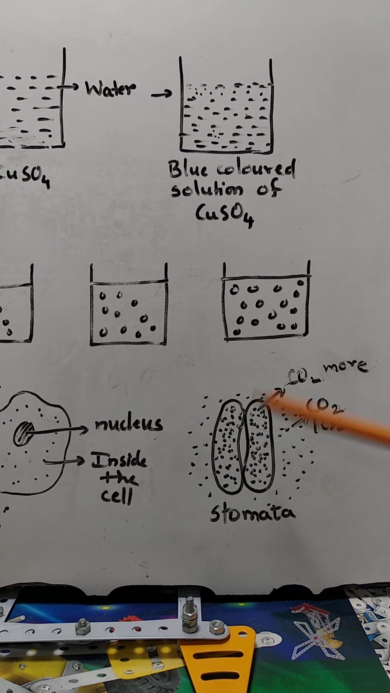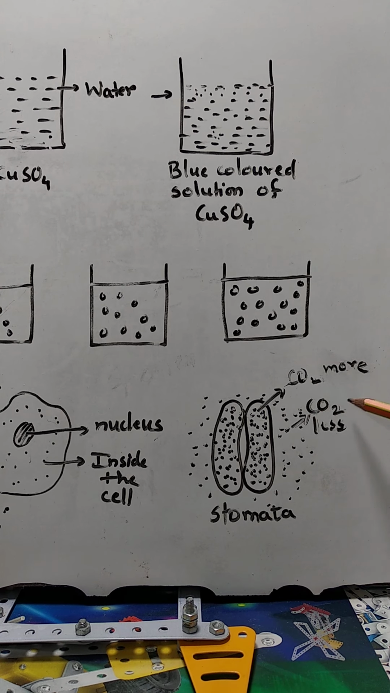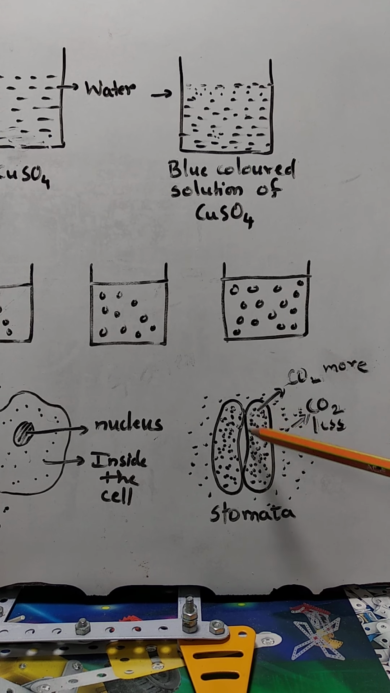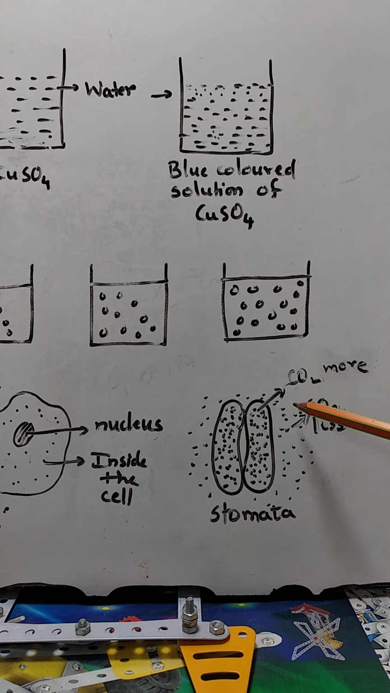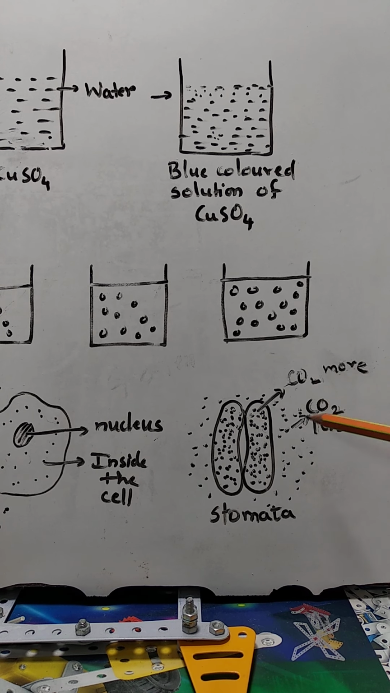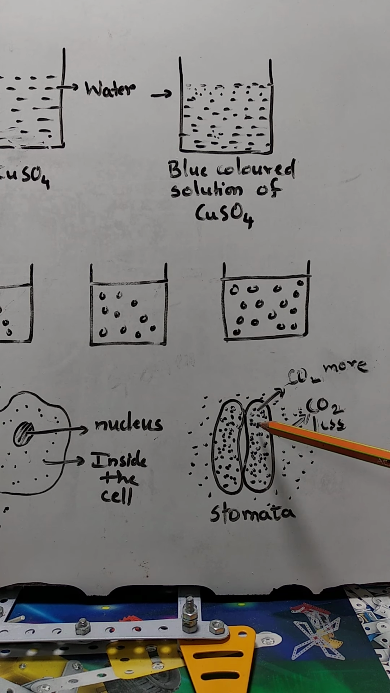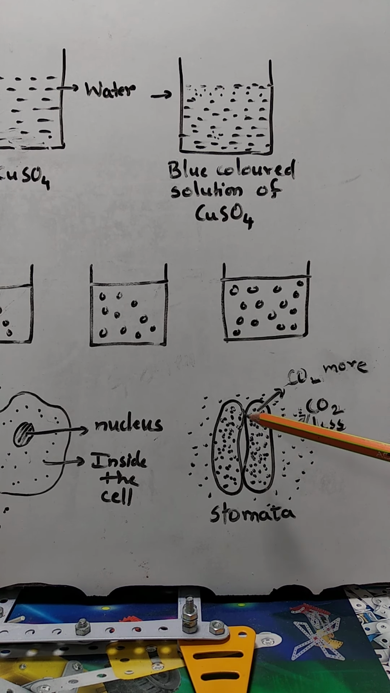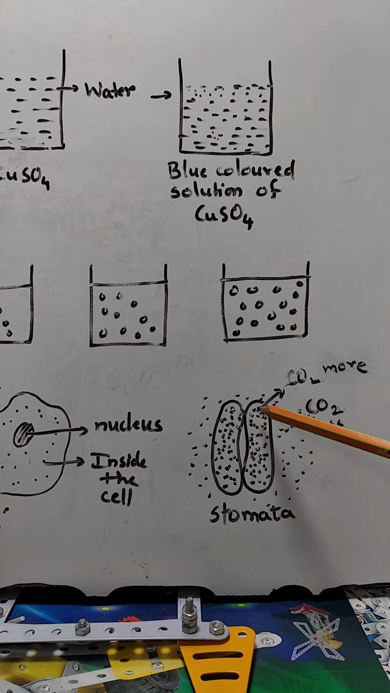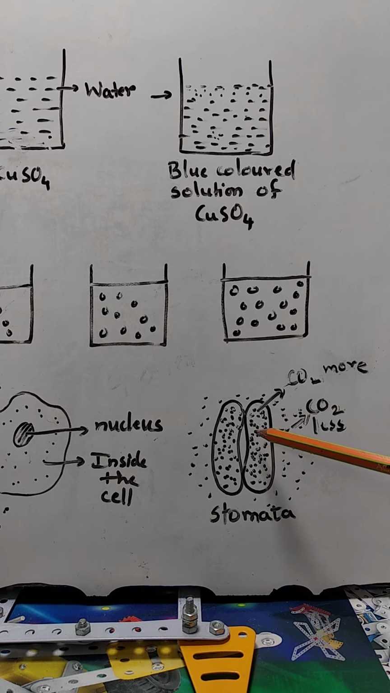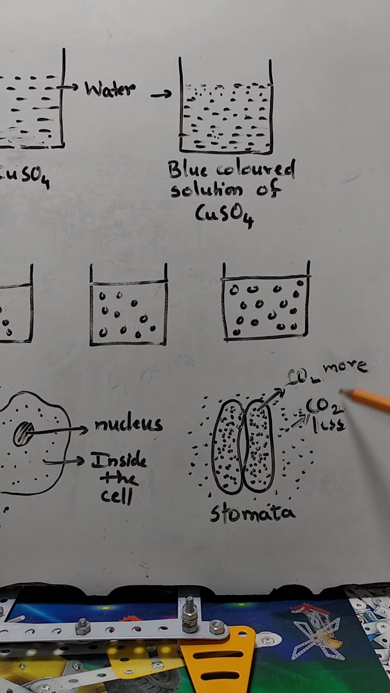So why will CO2 come out? To attain equilibrium, and this process is called diffusion. Similarly, what happens? In the stomata, the concentration of CO2 is more, it means the concentration of oxygen is less, right? And in the external environment, the concentration of oxygen is more. So during respiration, what happens? As the concentration of carbon dioxide in the stomata has increased as compared to the external environment, CO2 will be released, and as the concentration of oxygen is less inside and more outside, it will be absorbed.